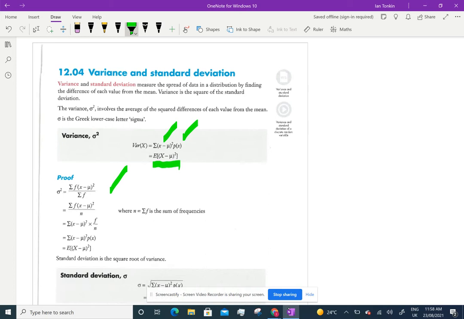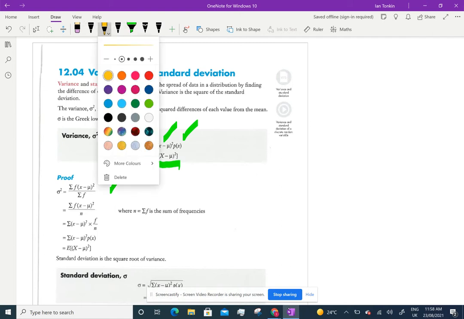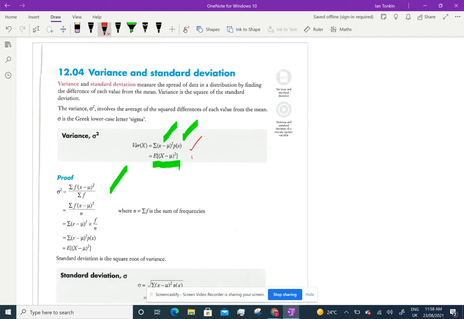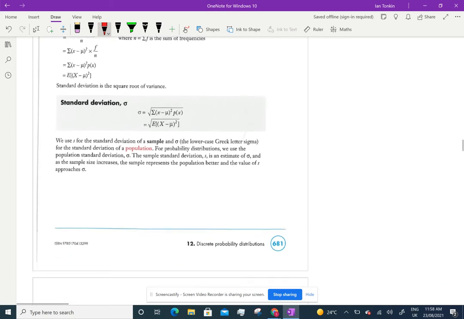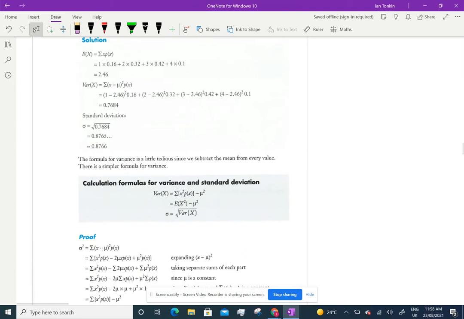But another way to do it is to find the expected value of all the scores minus the mean all squared, because that's what expected value is. Do you remember? Expected value was the scores times the probability. So these two things are exactly the same. They're just different ways of calculating it. Now, to calculate the standard deviation, all you've got to do is square root the variance. And then finally, they put them all together and you can have these three methods.